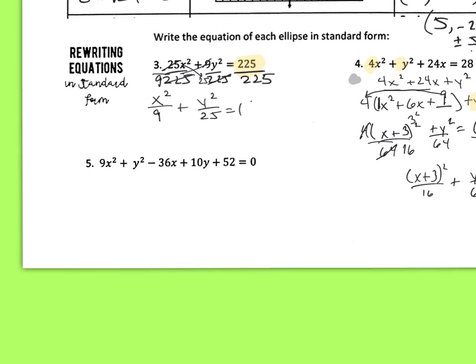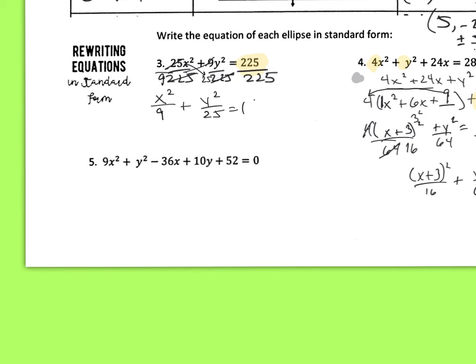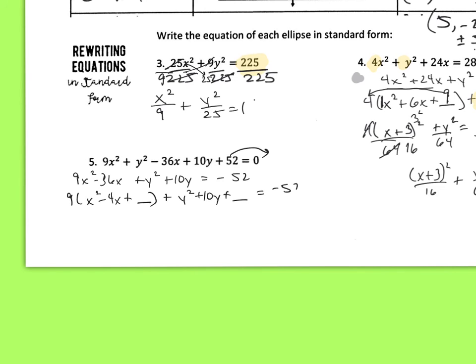One more time for fun. You know what to do first, hopefully. We reorganize. 9x squared minus 36x plus y squared plus 10y, 52, move it to the other side. Factor out the 9. So we have x squared minus 4x. Complete the square inside the parentheses. We don't have to factor anything out here, but we do have to complete the square. And on this side, we have negative 52 plus 2 more things.